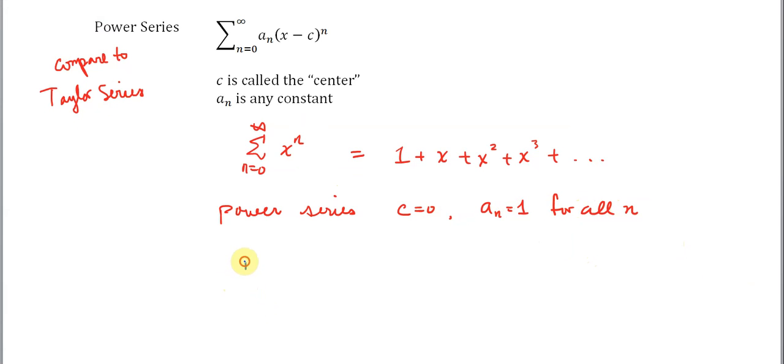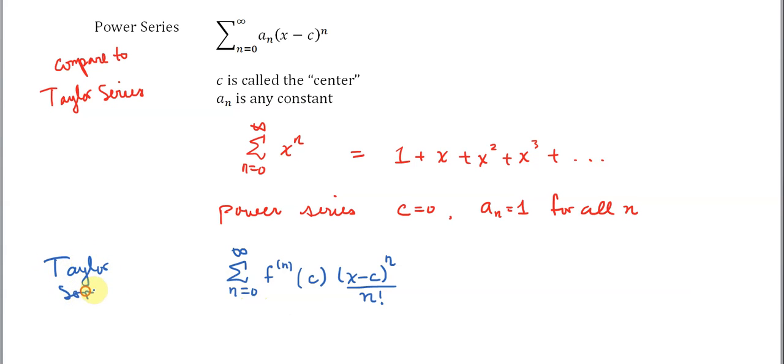So remember that the general form of a Taylor series is the sum from n equals 0 to infinity of the nth derivative at some point c, times x minus c raised to the nth power, divided by n factorial. Okay, so this is a generalized Taylor series here. Just in case you've forgotten, that's a generalized Taylor series.